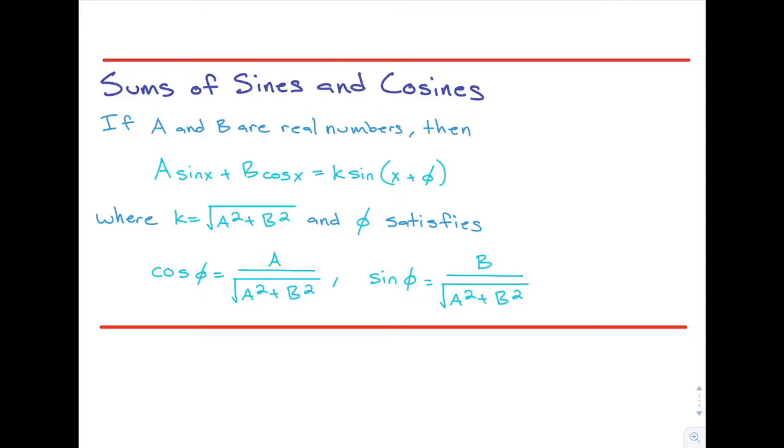Sums of sines and cosines. If a and b are real numbers, then a sine x plus b cosine x equals k sine of x plus phi. I use different letters, different variables. It doesn't really matter. Again, I want to remind everybody as frequently as possible that what really matters is the relationship between the variables, what they represent, and how you connect that thing to that thing. So k in this case equals the square root of a squared plus b squared, and phi satisfies cosine phi equals a over the square root of a squared plus b squared, and sine phi equals b over the square root of a squared plus b squared.